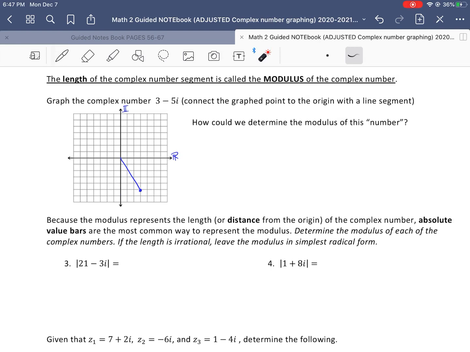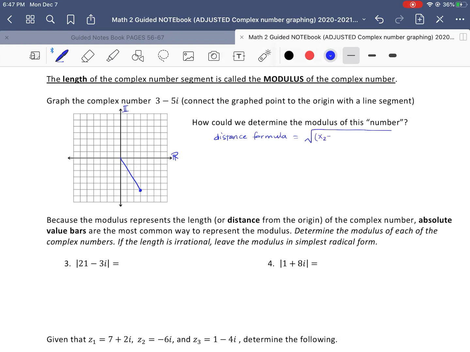So if you think about all the things you've learned about finding lengths on graphs, we can do this in a couple of ways. One, we can use the distance formula. This is the point 0, 0. This is the point 3, negative 5. So if I wanted to, I could use the distance formula. Some of you are very comfortable with using the distance formula. Let me just remind you what it is.